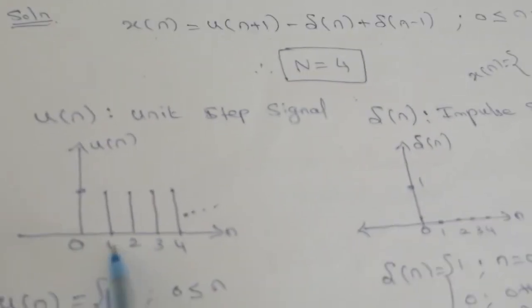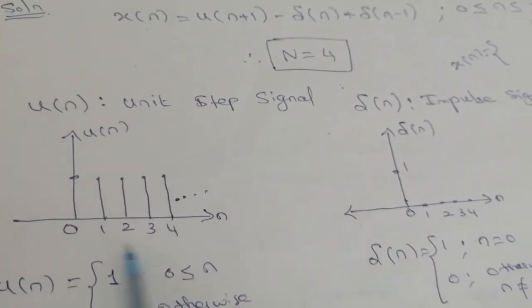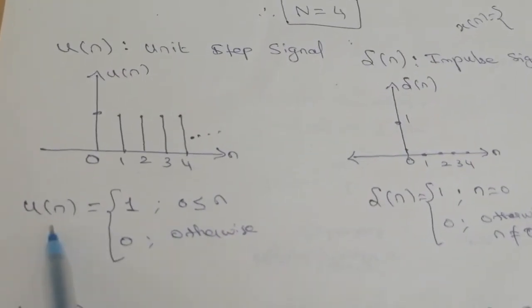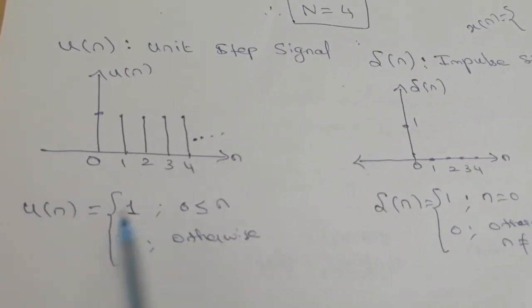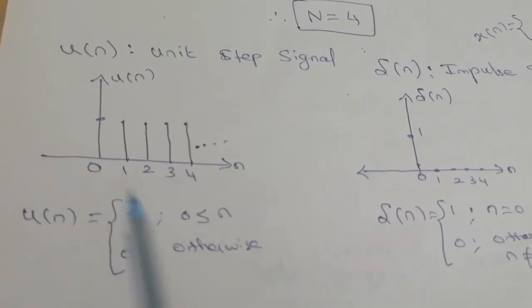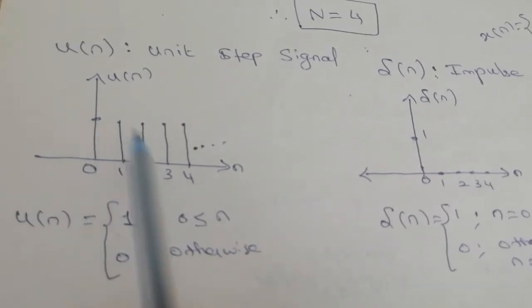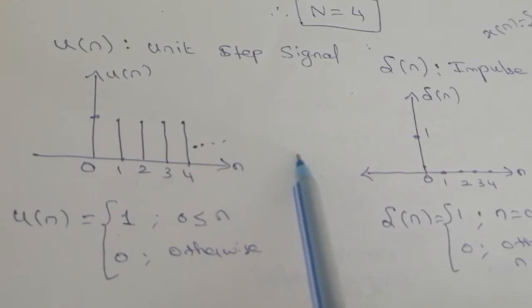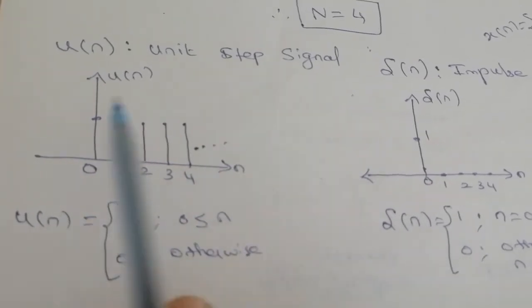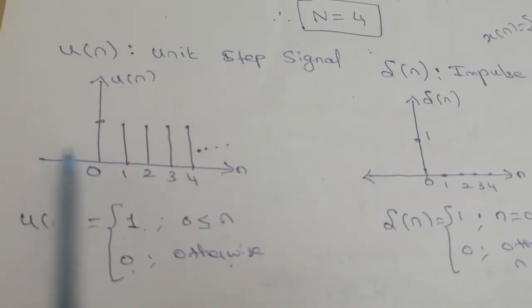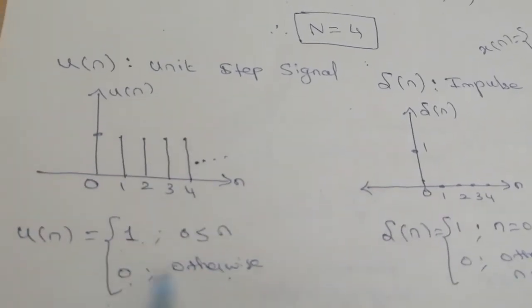u of n is nothing but the unit step signal. The graphical representation of the unit step signal is this one. It can be written as a mathematical expression: u of n equals 1 for n greater than or equal to 0. That means u of n equals 1 when the value of small n is 0 and positive values, going up to infinity. From 0 to infinity, the unit step function value is 1. Otherwise it is 0, that is, the negative values become 0. So this is the unit step signal.